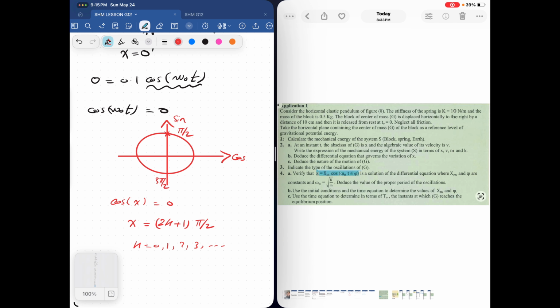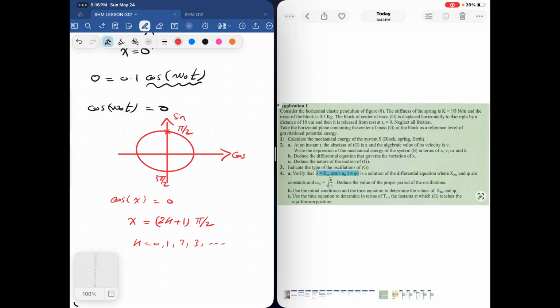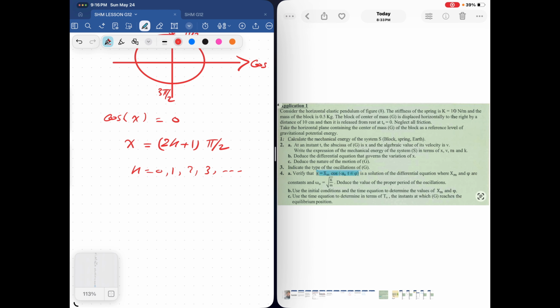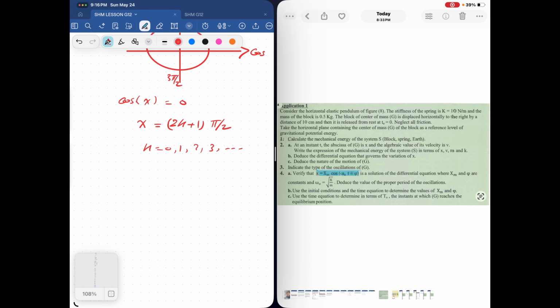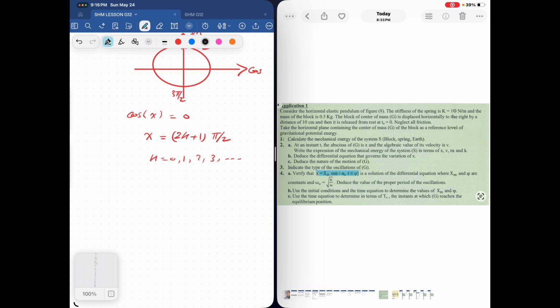When k is equal to 0, x is equal to pi over 2, meaning that we are at this position. When k is equal to 1, we are at 3 pi over 2. When k is 2, we are at 5 pi over 2, going once, twice, thrice, 4 times, 5 times. We are back here. And so it must be an odd multiple of pi over 2. Thus, we reach the conclusion that w0 t must be equal to (2k plus 1) pi over 2.